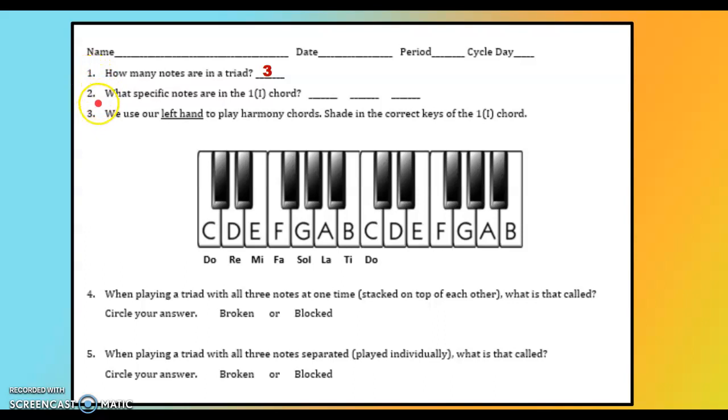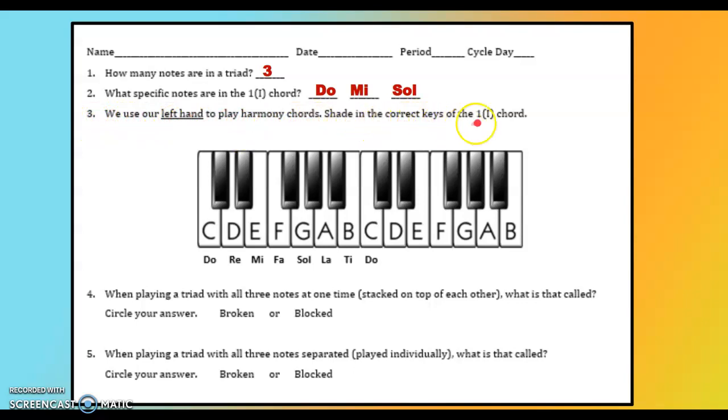For number 2, what specific notes are in the 1 chord? What were those notes we talked about last class? Do, mi, so. If that's what you said, give yourself a check. If it was wrong, give yourself an X. Do not correct.